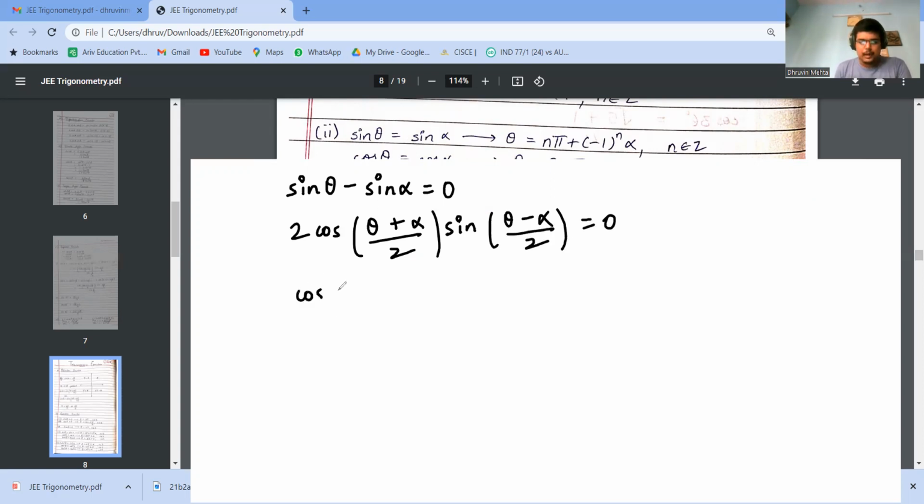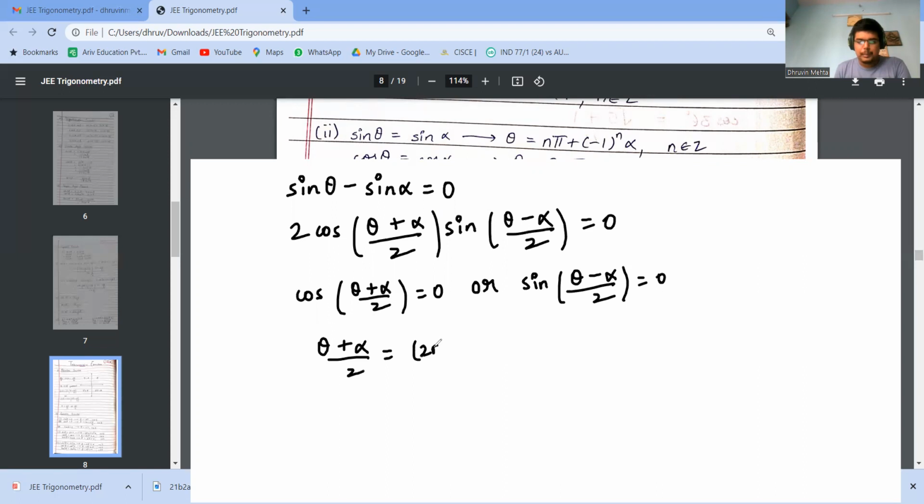So from here we'll get two parts. We'll get cos of (theta plus alpha) by 2 is equal to 0, or we'll get sine of (theta minus alpha) by 2 is equal to 0. Now see, cos is 0 when this angle (theta plus alpha) by 2 is an odd multiple of pi by 2, and sine is 0 when (theta minus alpha) by 2 is m times pi. I'm just using a different variable, instead of n, I'm taking m. So when we cancel this 2, over here we'll get theta is equal to (2n plus 1) pi minus alpha.